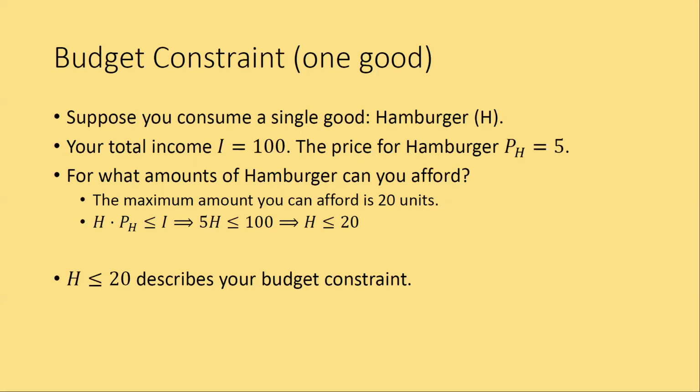To derive the answer, we solve the equation that H times PH must be no larger than your income, I. And if we substitute in the numbers, we can find that H, the amount of hamburgers that you can afford, cannot be larger than 20 units. So in this example with a single good, your budget constraint is that you cannot afford more than 20 hamburgers, or to say that H less than or equal to 20 is your budget constraint.